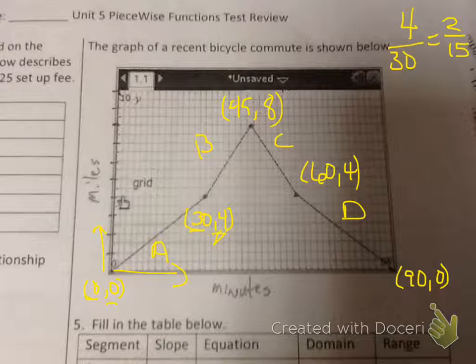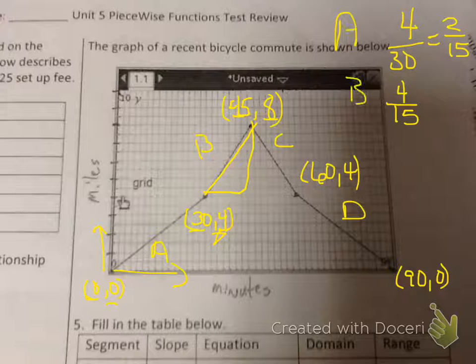For segment B, I'm going up from 4 to 8, so that's up 4, but I'm going from 30 to 45, and that means over 15, because 30 to 45 is 15 spaces over. 4/15, that's your segment B slope.